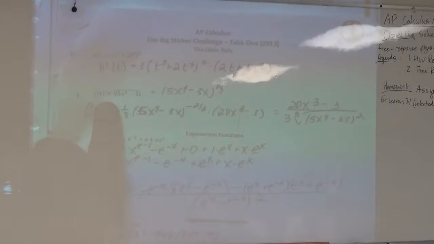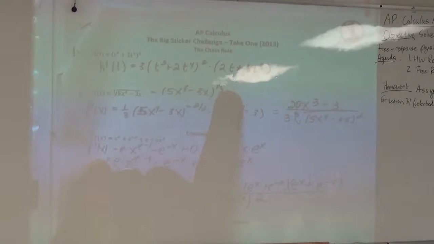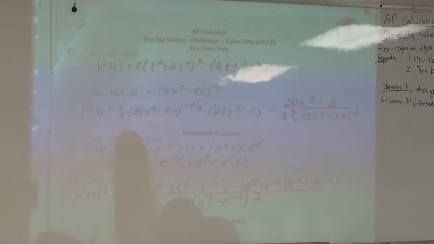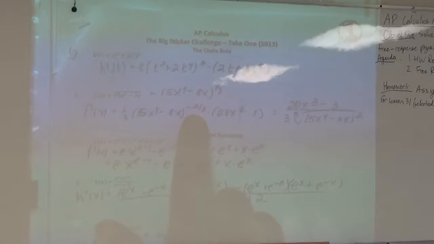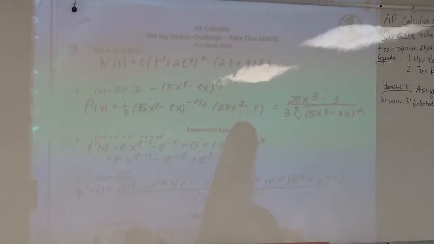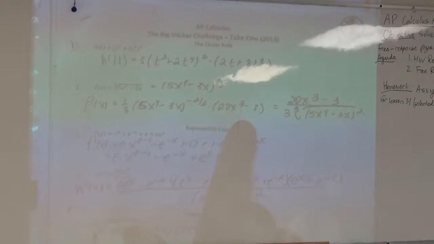Alright, derivative of cubed root of stuff, I would probably first write as stuff to the 1/3 power. The 1/3 comes down in front. The stuff is now raised to the negative 2/3 power times the derivative of the stuff. If you did not put the derivative of the stuff in parentheses, please be sure to do so.